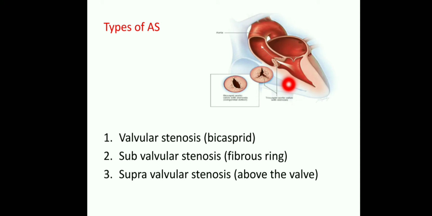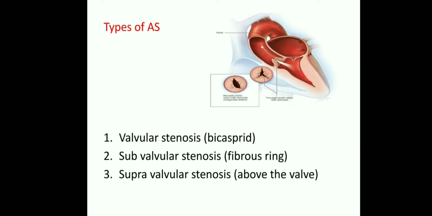The third one is supravalvular stenosis. Here the stenosis is above the bicuspid valve. Total how many types of aortic stenosis? Total three types. First one is valvular stenosis, second one is subvalvular, third one is supravalvular.